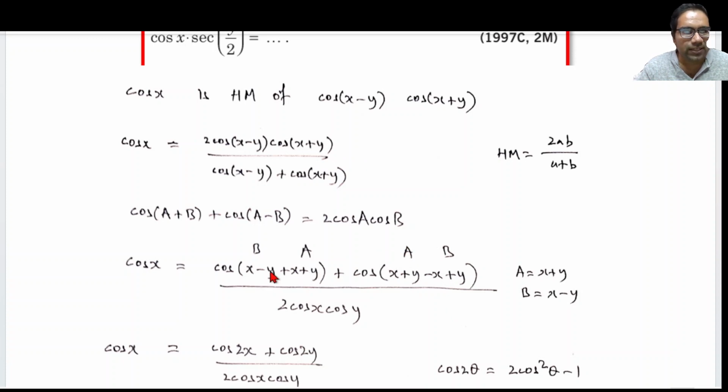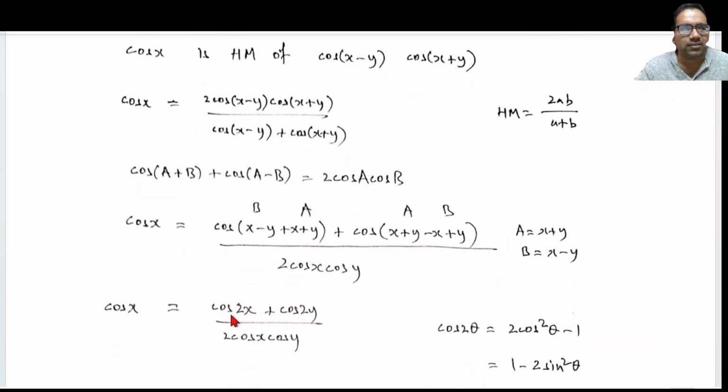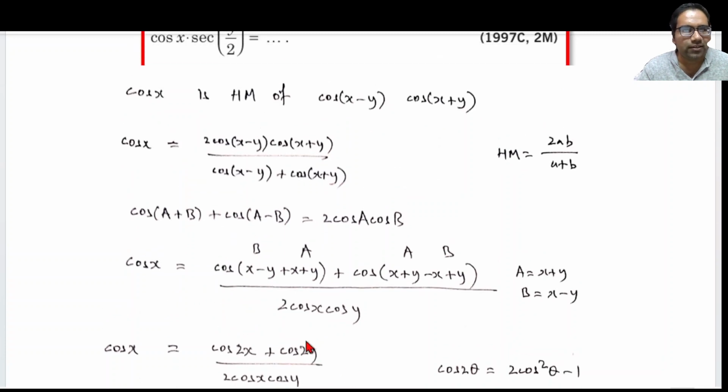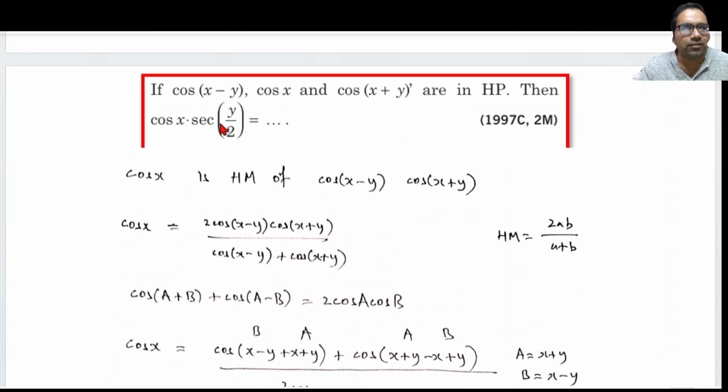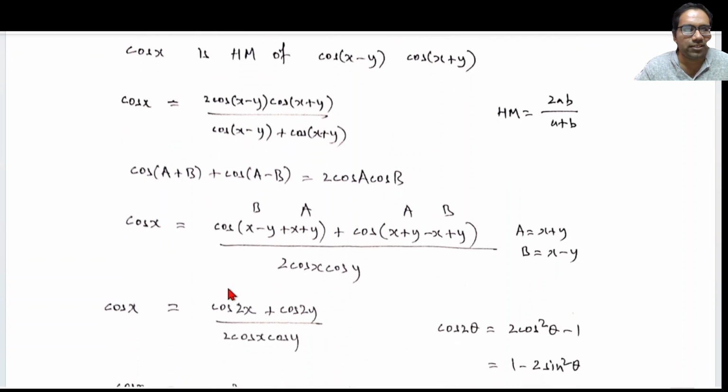Here the y's will cancel, so this becomes cos 2x, plus, where the x's cancel, cos 2y. So cos x equals (cos 2x + cos 2y)/(2 cos x cos y). But we still want to get into terms of x and y/2. Here there is 2x and 2y, so let us break it further.